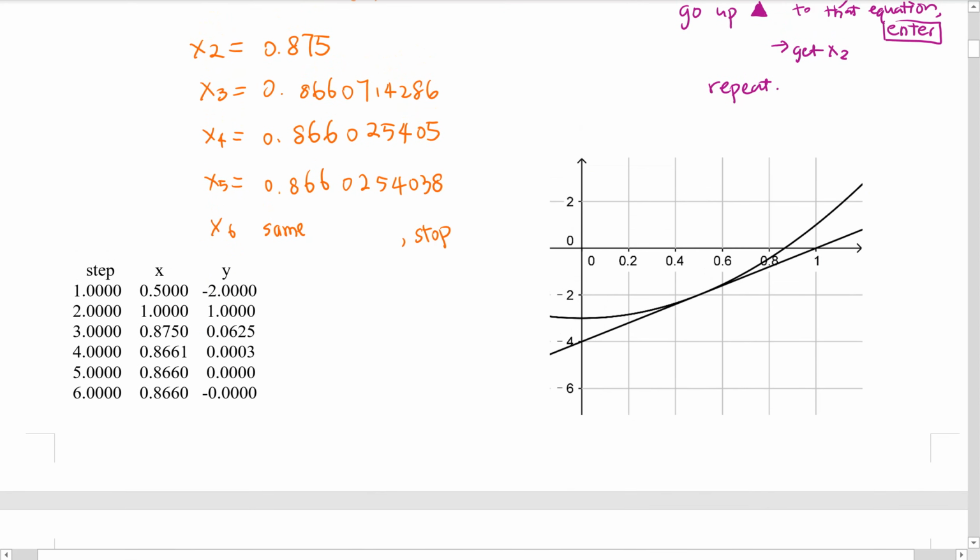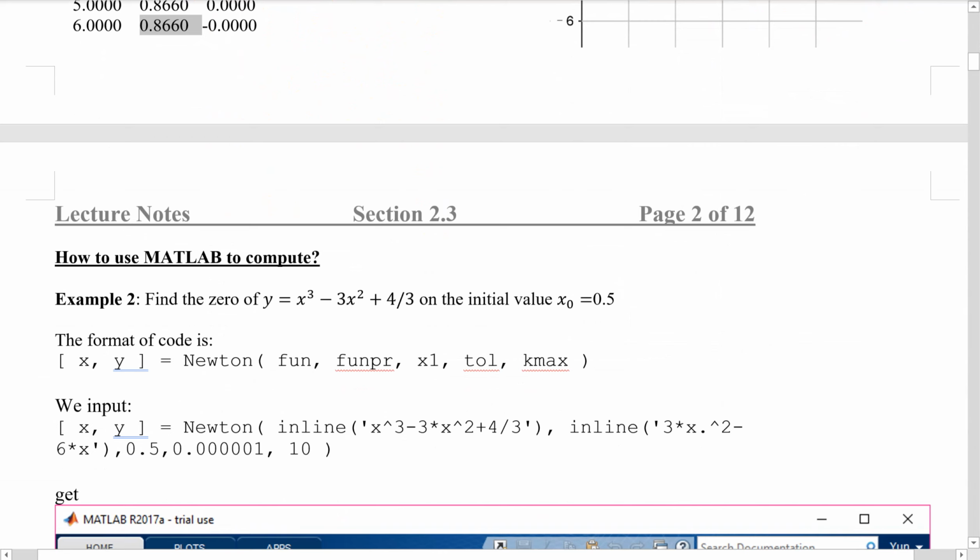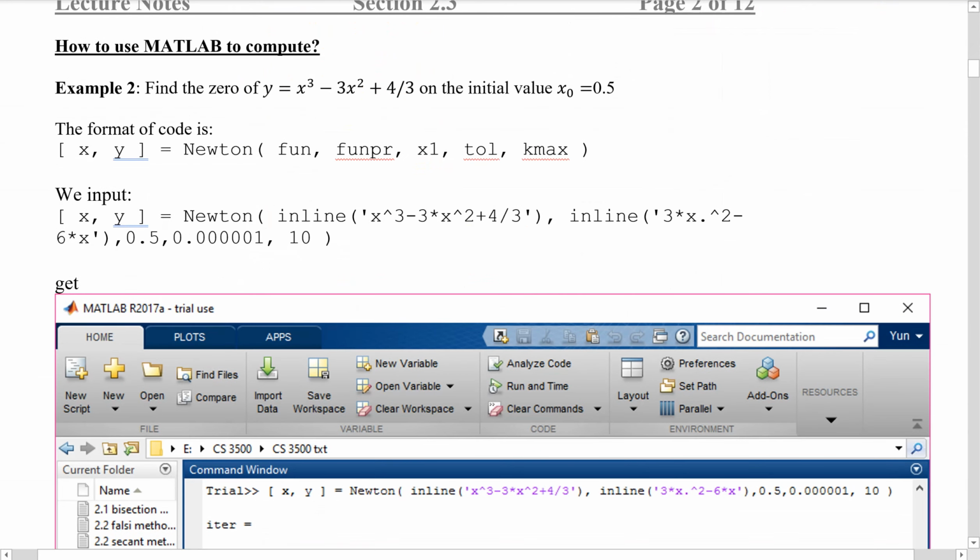And if we use MATLAB or Octave to compute, this is what we get. You see, the x value is 0.8660, so that matches with our answer. And this is the function f, right? And you can see the zero is like 0.86 somewhere. Okay, so it matched with our results. Okay, so how to use MATLAB to compute? All right, so let's look at this problem.